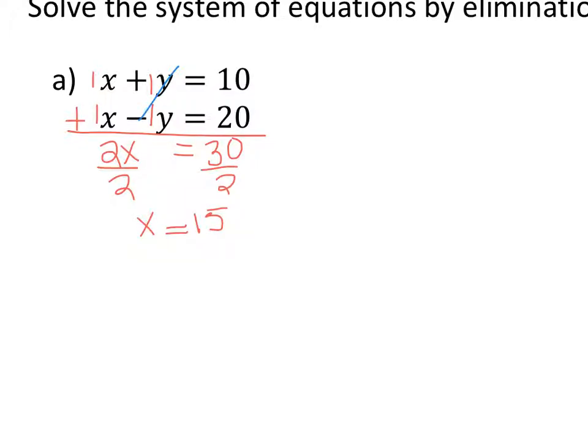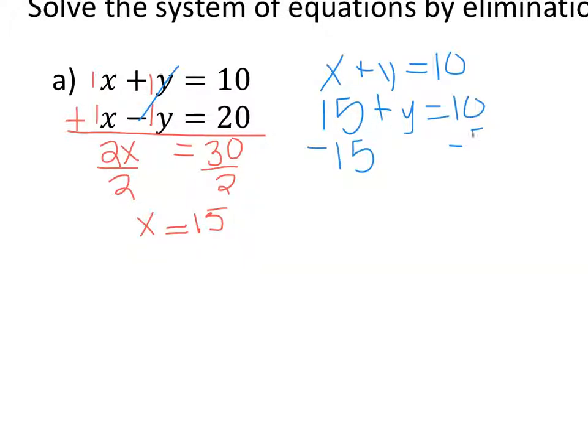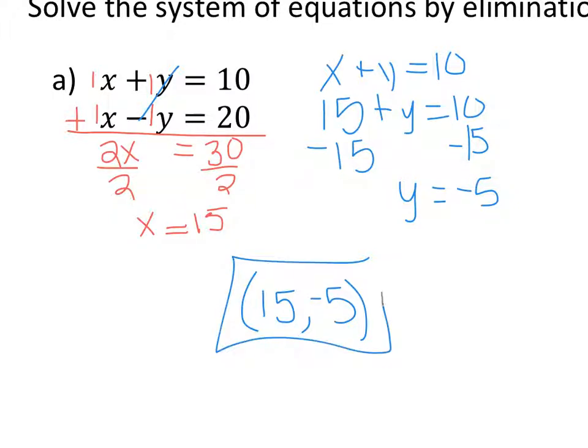This next step is the same. You're going to pick an equation and plug in our x value. I'll just pick the first one. X plus y equals 10. I have x, which is 15. So 15 plus y equals 10. Subtract 15 to get y by itself. And I get y equals negative 5. So the solution here is my x value of 15, comma, y value of negative 5.